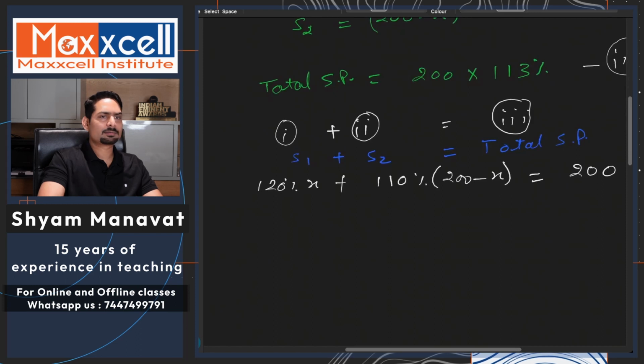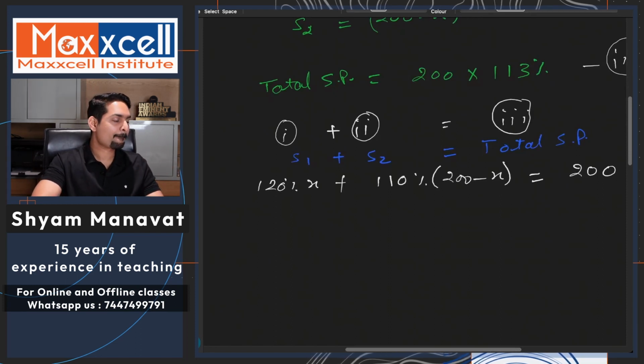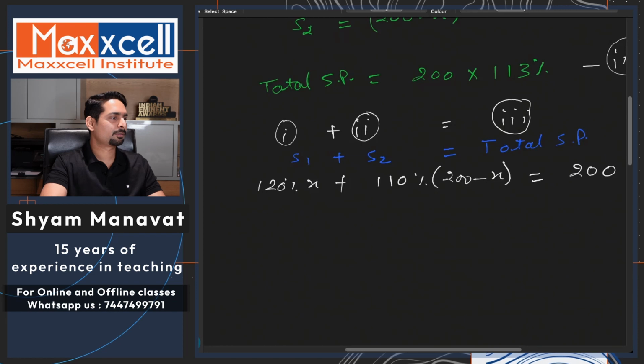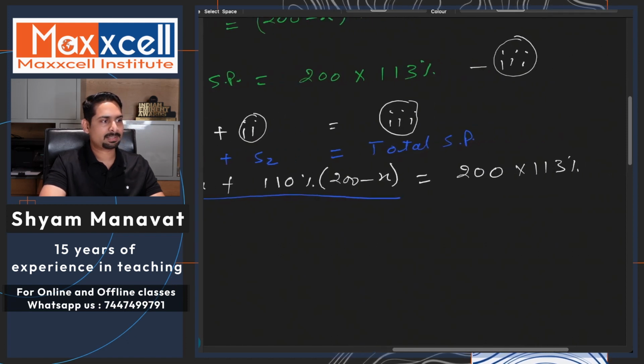If you're finding this solution a little lengthy, don't worry. I have the alternate method also. I'll show you that. But first understand this part. Okay. Now let's solve this. Now I can take the percentage sign common from the left hand side, and cancel with the right hand side.